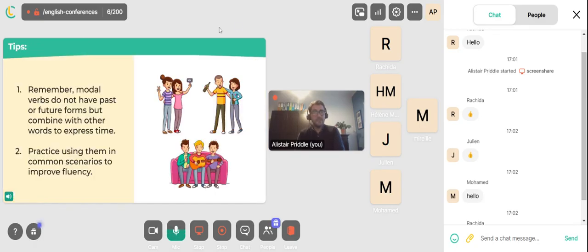Well, here are a couple of tips when it comes to using modal verbs. Number 1, remember, modal verbs do not have past or future forms, but combine with other words to express time. Number 2, practice using them in common scenarios to improve fluency. Okay, so 2 very good tips there. They don't change, but combine with other words to express time.